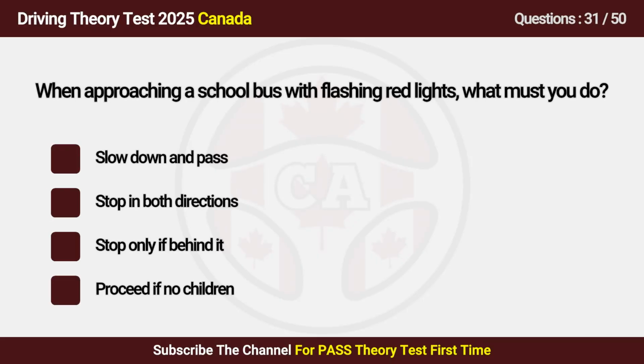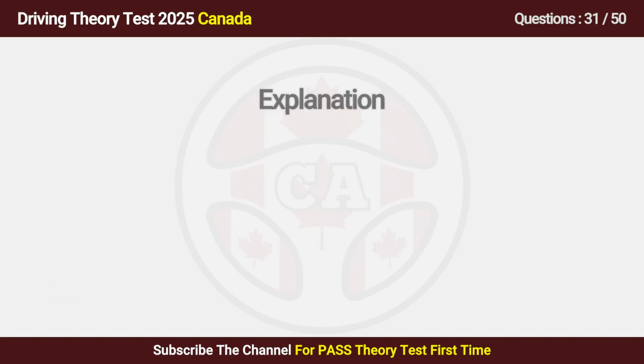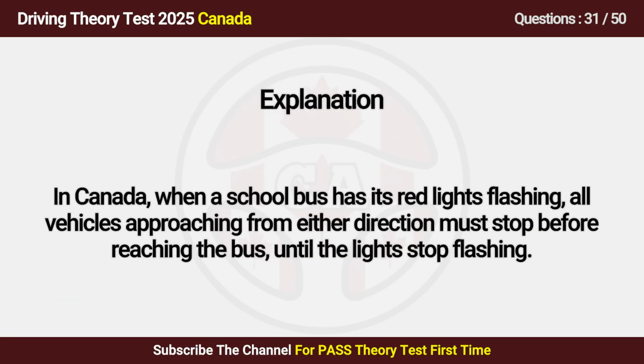Question 31. When approaching a school bus with flashing red lights, what must you do? A. Slow down and pass. B. Stop in both directions. C. Stop only if behind it. D. Proceed if no children. Answer is B. Stop in both directions. In Canada, when a school bus has its red lights flashing, all vehicles approaching from either direction must stop before reaching the bus until the lights stop flashing.